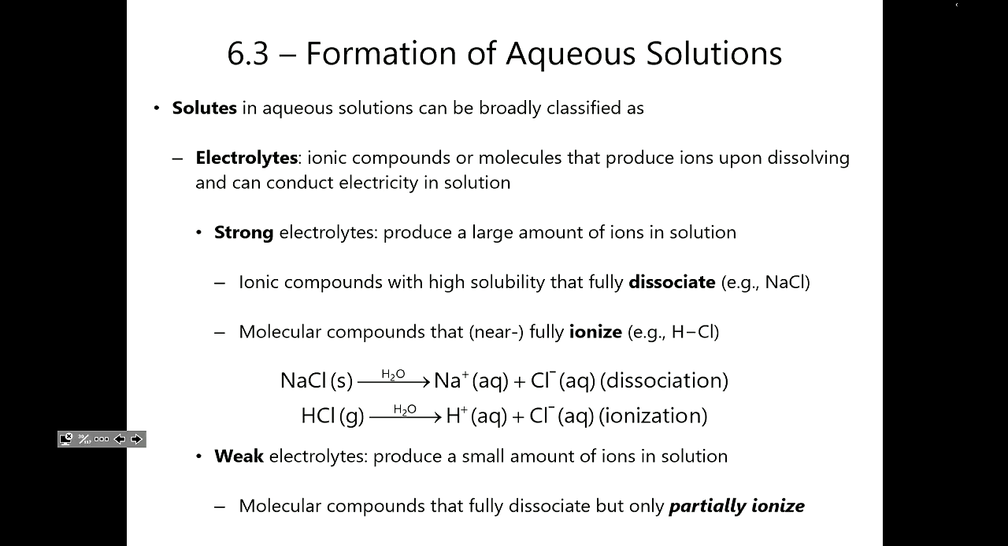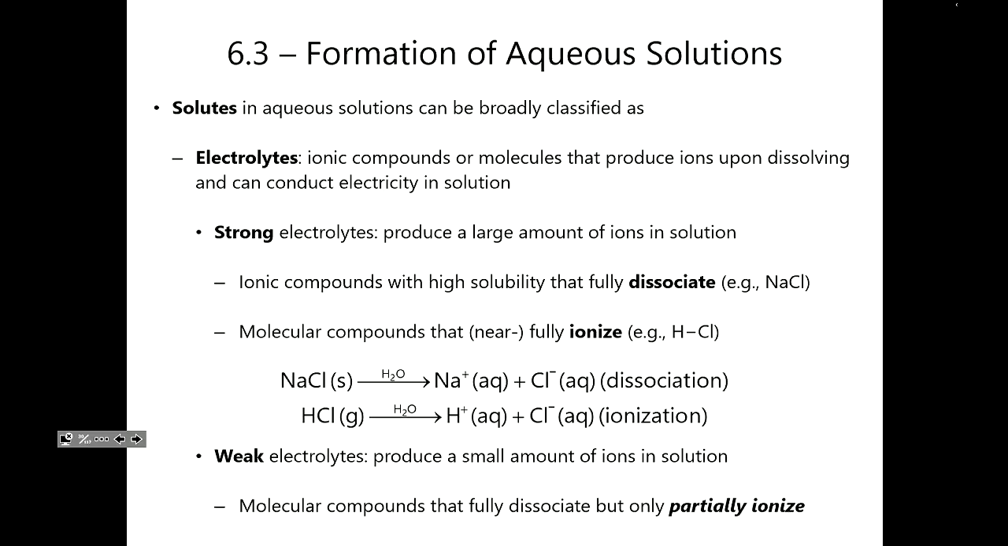When you're talking about solutes, which are the substances dissolved, and we're going to focus our attention on aqueous solutions, you can broadly categorize them into electrolytes and non-electrolytes. An electrolyte is any substance that upon dissolving in water will produce ions, and by virtue of those ions being dispersed throughout the solution, they are capable of conducting electricity.